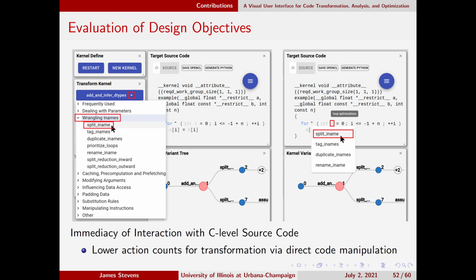We set forth a number of design objectives. I will discuss a few of them briefly. First, we wanted to enable direct interaction with the source code, and one way we evaluate the benefit of this is by comparing the number of user actions required to perform a transformation by interacting with the source code and also performing that same transformation using a menu of transformations. I'll display a table that makes this more concrete later.